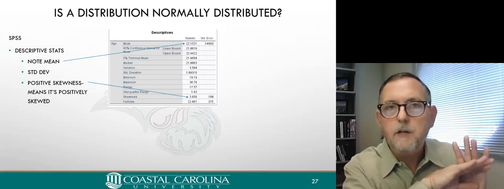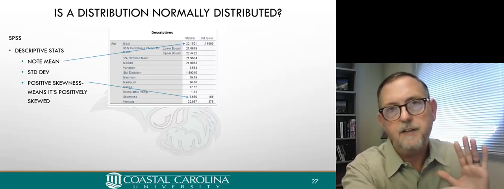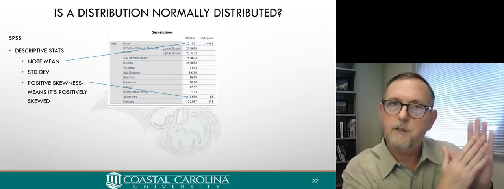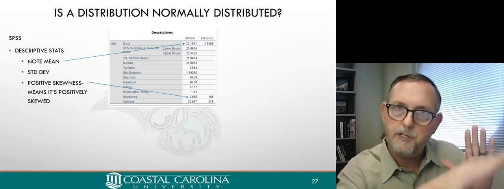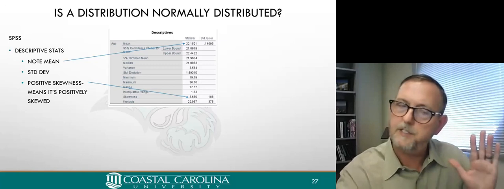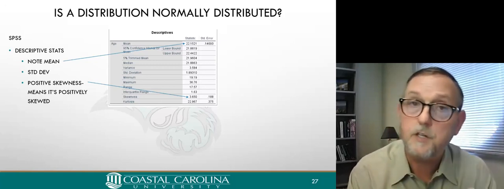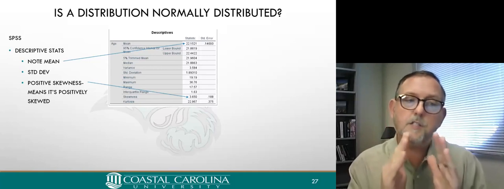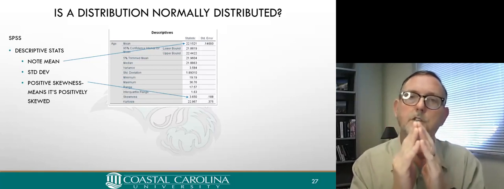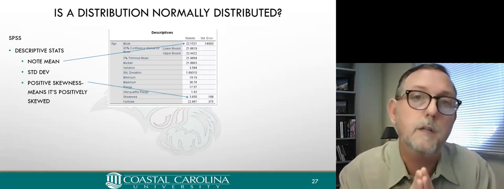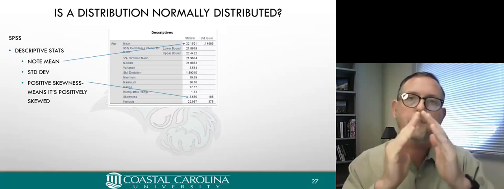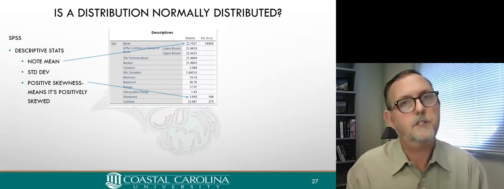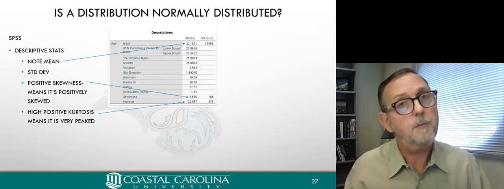When we say it's positively skewed, it means the tail runs to the positive side. So the peak will be on the left side and the tail will run the right side. That's what's positively skewed. It's above 0, 3.6, so it's going to be positively skewed. It's also going to be very peaked because kurtosis is 22, again, well above 0. So it's going to be a very peaked, skewed distribution.